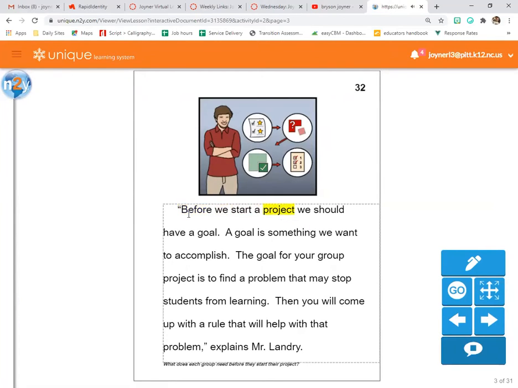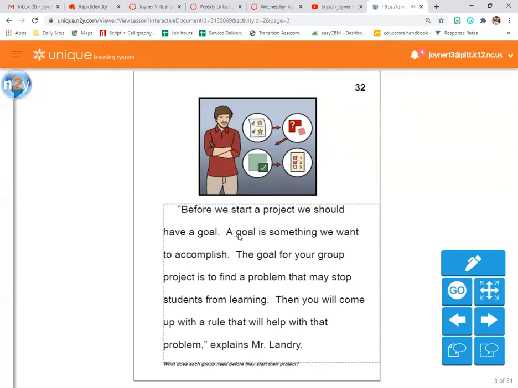Before we start a project, we should have a goal. A goal is something we want to accomplish. The goal for your group project is to find a problem that may stop students from learning. Then you will come up with a rule that will help with that problem, explains Mr. Landry.